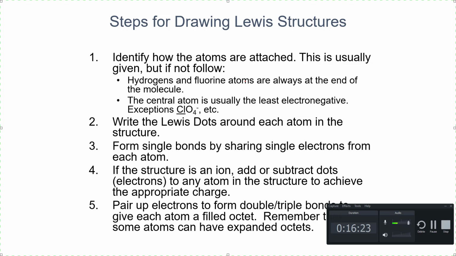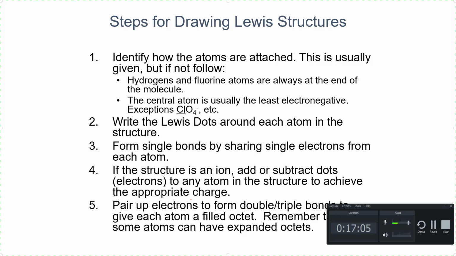Hydrogens and fluorine atoms typically are at the end of the molecule, and the central atom is typically the least electronegative. There are some exceptions. When a halogen is attached to oxygen, although it's the most electronegative, it is the central atom. What we're going to do is write Lewis dots around each atom in the structure. From the periodic table, we're going to need to know how many valence electrons each has, and then we're going to form single bonds. If it's an ion, we'll add in the appropriate number of electrons or take them away, and then we'll pair up the electrons to form double and triple bonds, trying to form as many octets as we can.